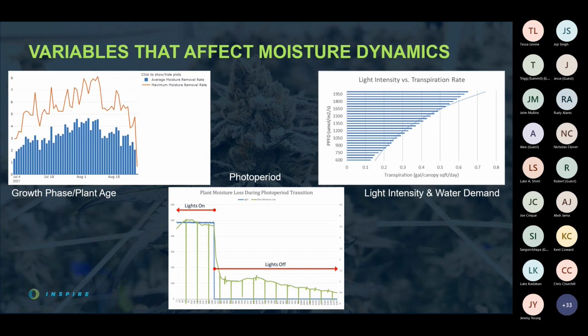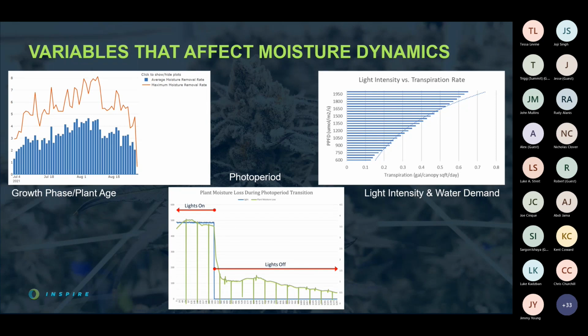The PPFD, or light intensity on the upper right, also greatly affects the moisture dynamics in the space. As the PPFD increases, the water demand and transpiration rates increase as well. With the newer high-intensity LED fixtures today, growers are pushing their PPFD higher and higher to increase yields and shorten cycle times. So for many years, 1,000 to 1,200 PPFD in flower was the standard.